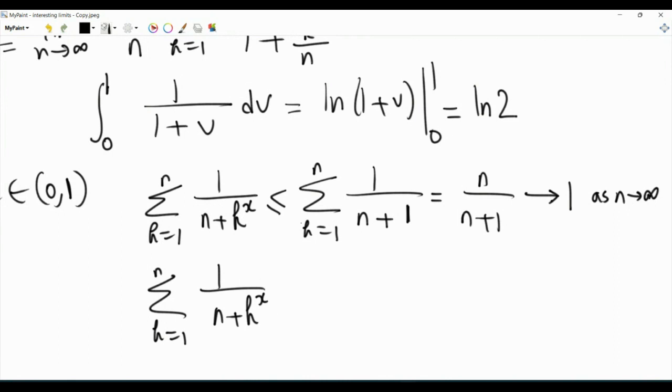So in the upper bounding case, k is replaced by its smallest value, which is 1. Now, if we want to lower bound, perhaps we need to replace k by its largest possible value, which is n. So summation k from 1 to n, 1 over n plus k to the x is greater than or equal to summation k from 1 to n, 1 over n plus n to the power x.